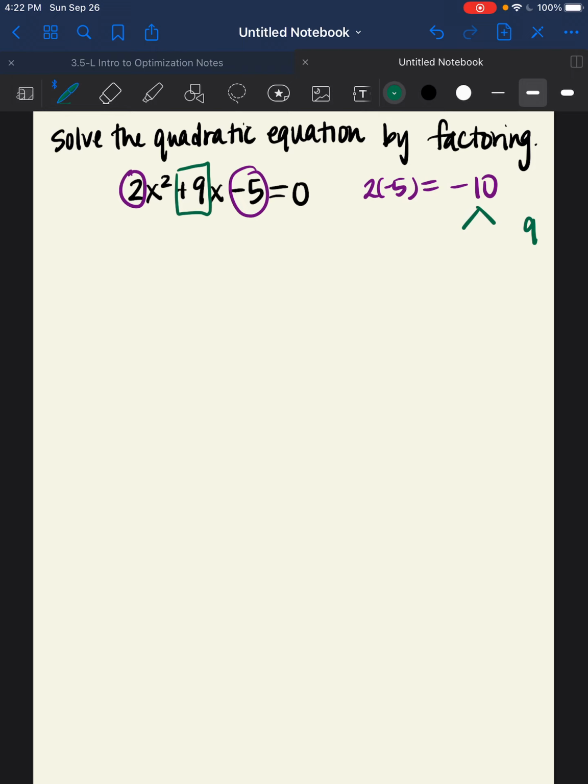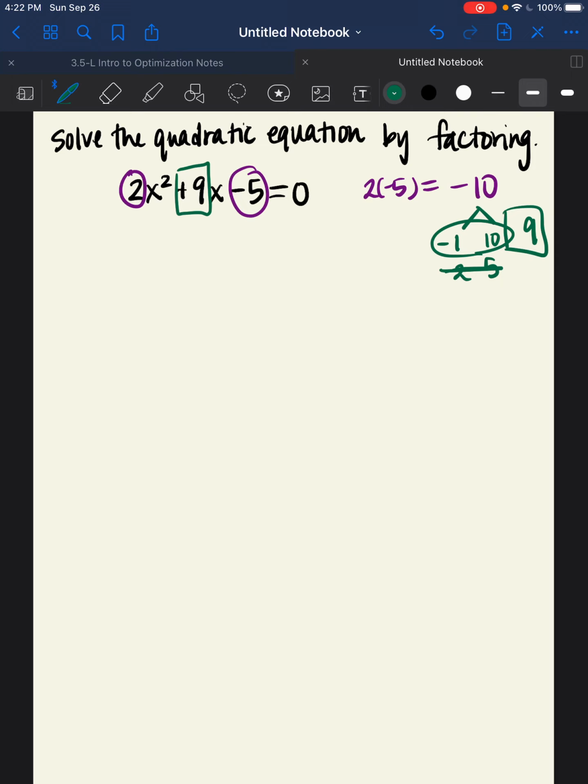If we list the factors of just 10, we could have 1 and 10, 2 and 5. And the only combination that could possibly get us a 9 is the 1 and 10. And so because we want to multiply to -10, we need one of these numbers to be negative, and we are going to choose the 1 to be negative in order to still add to this +9.